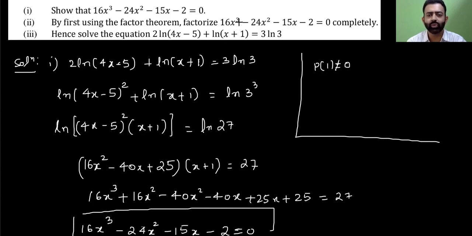16 into 2 cube, which is 8. 16 into 8 is 128, right? Minus 24 into 4. 24 into 4 is 96. Then minus 15 into 2 is minus 30 and minus 2. Let us see whether it is coming out to be 0. Yes, it is coming out because this is 128 and this is again 128, equal to 0. So I will say that x minus 2 is one linear factor.